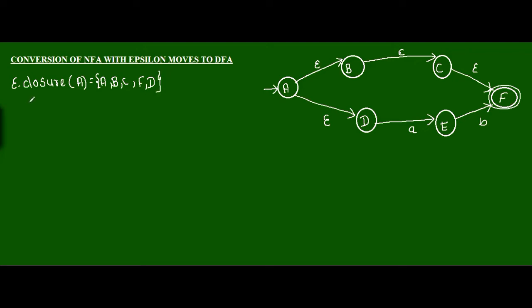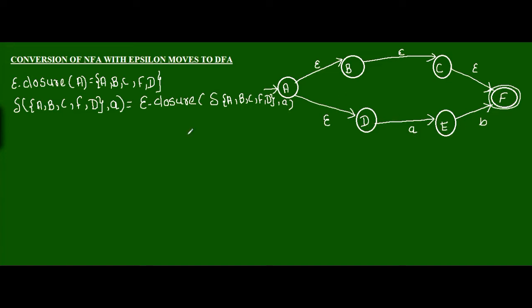Next step, we have to find the transition for this. We have two inputs, a and b. So I am going to find the transition for this new state on inputs a and b. Transition of A, B, C, F and D for input a. A is your present state and small a is your present input. I don't have any next state. B is your present state, small a is your present input. There is no next state. C is your present state and small a is your present input. There is no next state. And F is your present state and a is your present input. There is no next state.